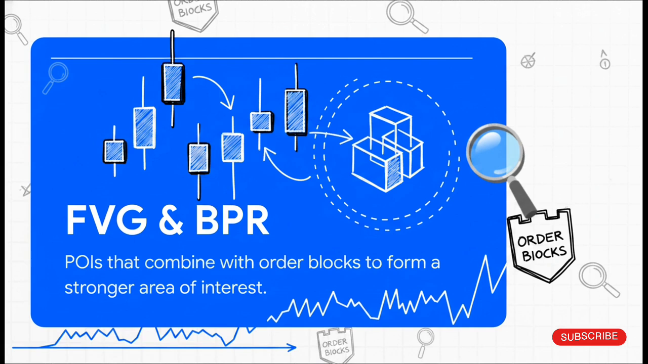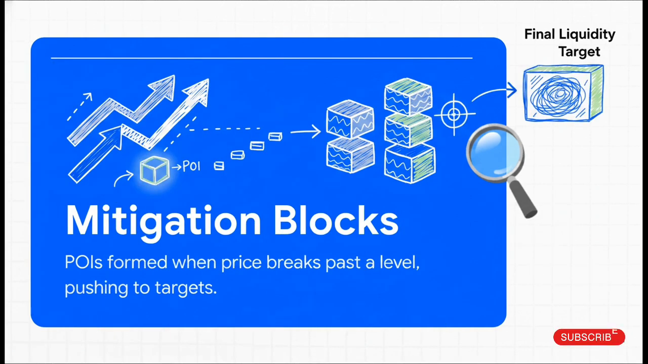And a quick tip, you'll actually often find these balanced price ranges nested right inside these areas on your lower timeframes. Finally, wrapping up our POI types, we have mitigation and breaker blocks. These specific POIs form when price breaks or closes past a certain level. Think of them as defensive stepping stones. The market uses them to push price relentlessly towards its final liquidity target.